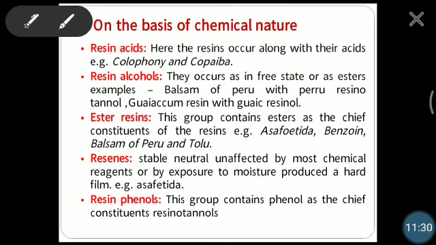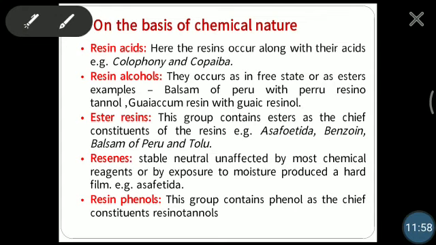And next is resin alcohol. They occur in a free state or as ester. Examples are balsam of Peru with Peru resinotannol. Then ester resin. This is a group containing ester as a chief constituent of the resins. For example, asafoetida, benzoin, and other examples are also discussed.